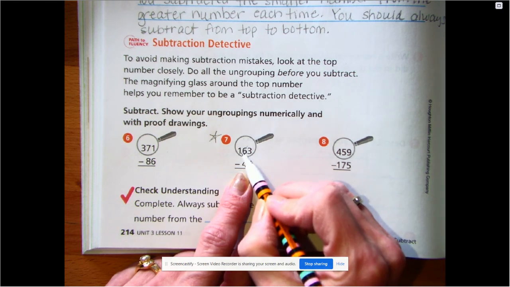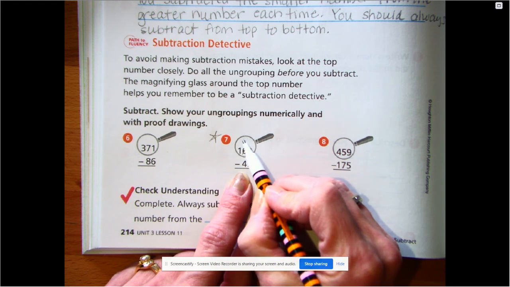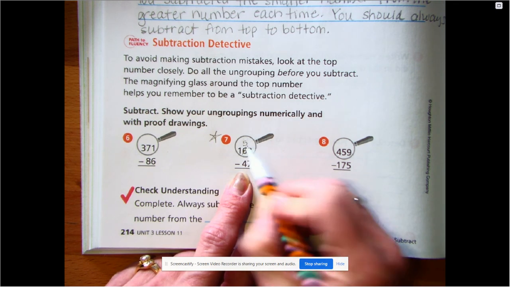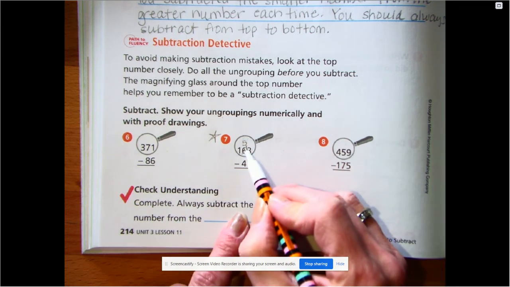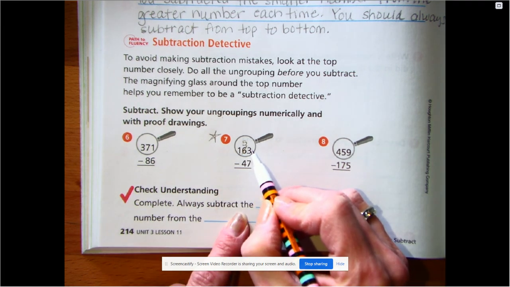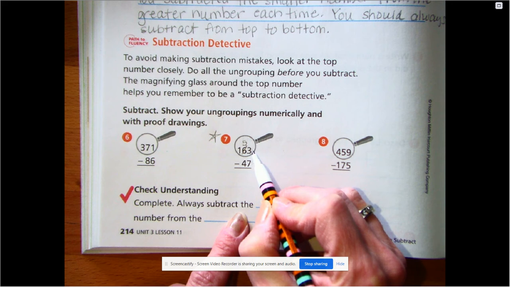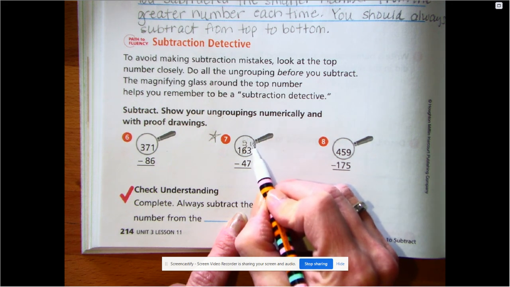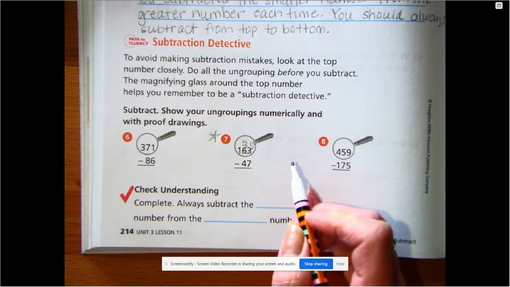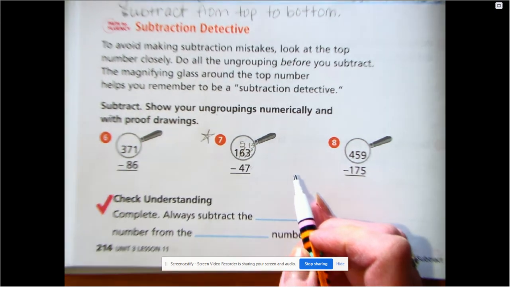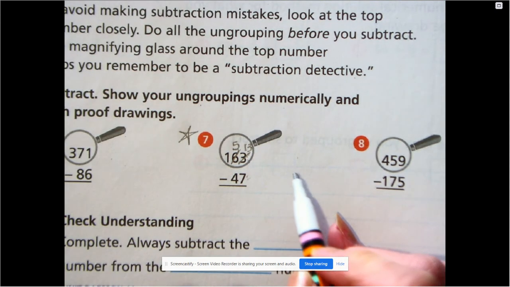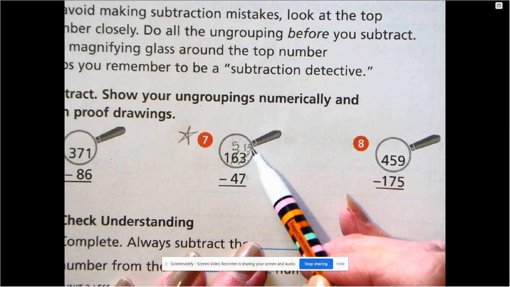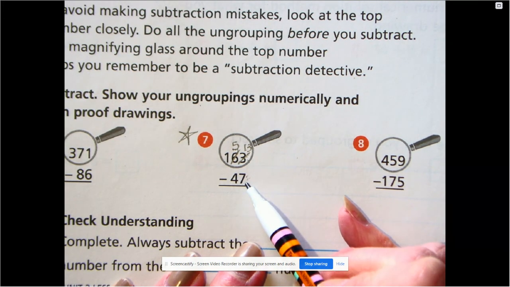So I'm going to go next door and take a group of 10 away. So instead of 6 tens, now I have 5 tens left. And I'm going to give that group of 10 to my 3. So 10 plus 3 more is 13. Not 3 anymore, but 13 because I added a group of 10. I know it's kind of hard to squeeze it in there in that magnifying glass. Now I have 13 and I can take 7 away.